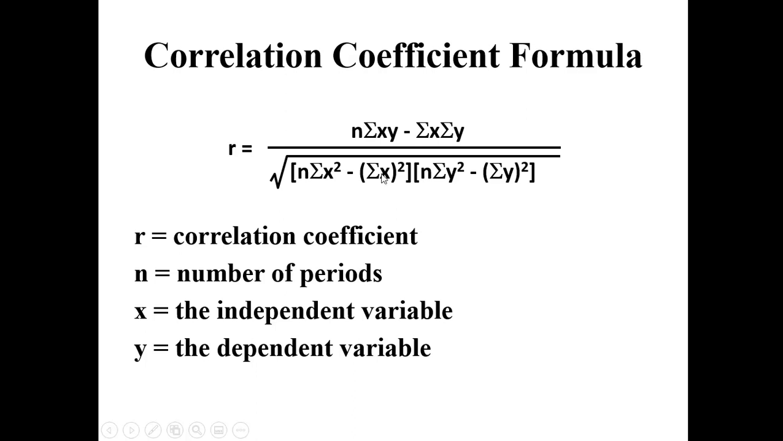times summation y, the sum of all y values, divided by the square root of n summation x square. You take the square of the independent variable for each unit, sum it, and then multiply with the number of past periods you want to utilize, minus summation x whole square, then in another bracket n summation y square minus summation y whole square. In this way you will be able to calculate the relationship between the dependent and independent variable.